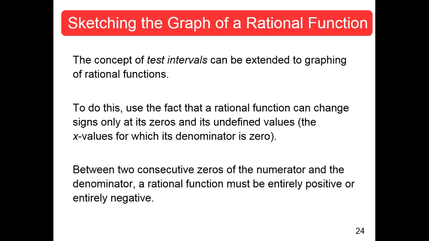The concept of test intervals can be extended to graphing rational functions. To do this, use the fact that a rational function can change signs only at its zeros or at its undefined values, vertical asymptotes. Between two consecutive zeros of the numerator and the denominator, a rational function must be entirely positive or entirely negative.